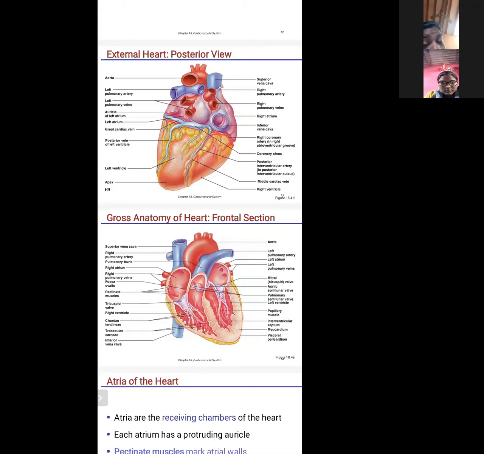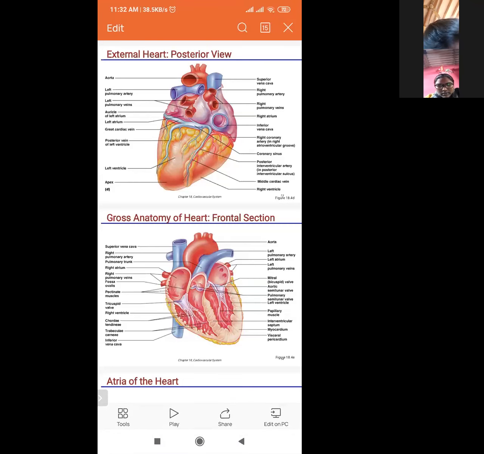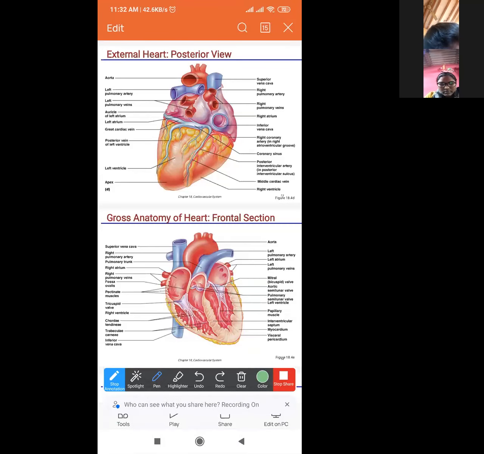Inside the heart, there are muscles, the papillary muscles. And there is the interventricular septum, between the two ventricles. Between the right ventricle and left ventricle, there is one septum. We will call it the interventricular septum.